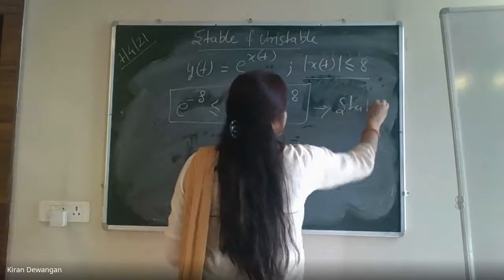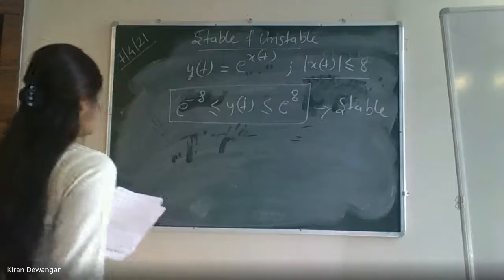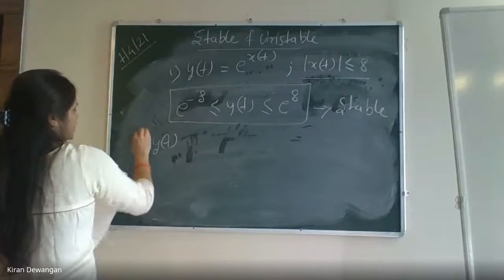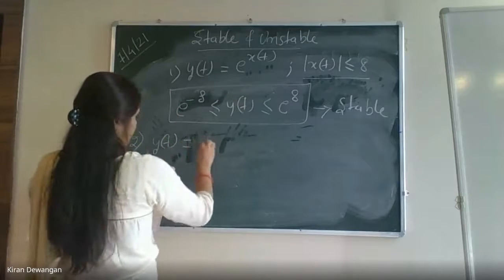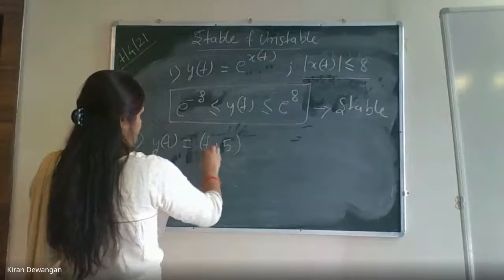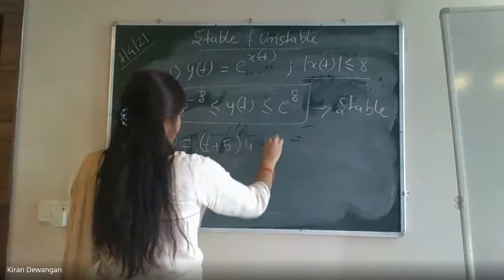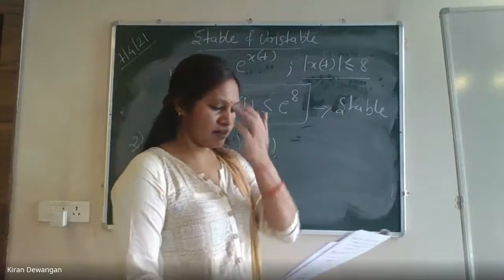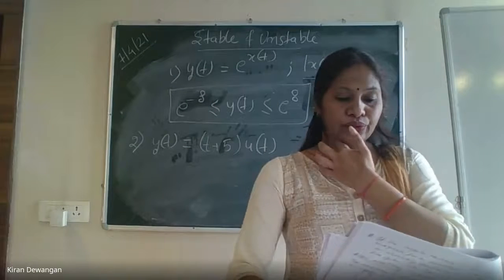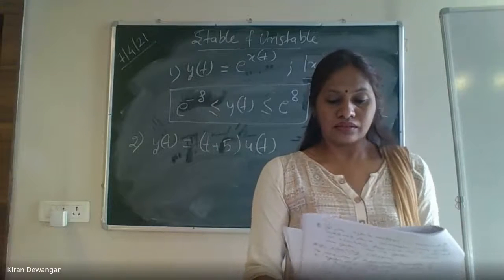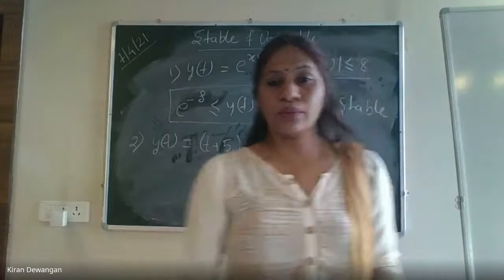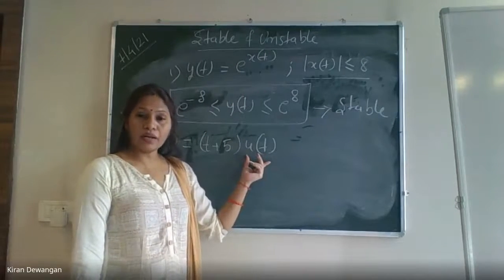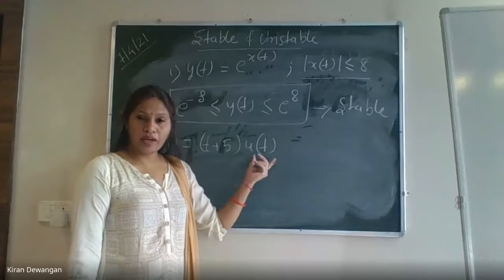Okay, BIBO stable system. This was the first question. Now the second question: y of t equals t plus 5 into u of t. Is u of t a bounded input? Is u of t a bounded input or not?